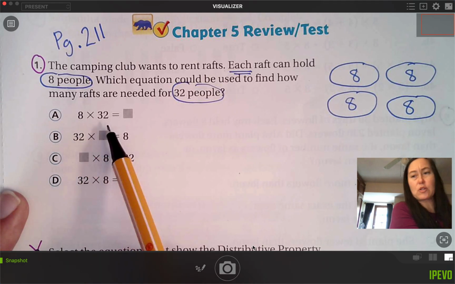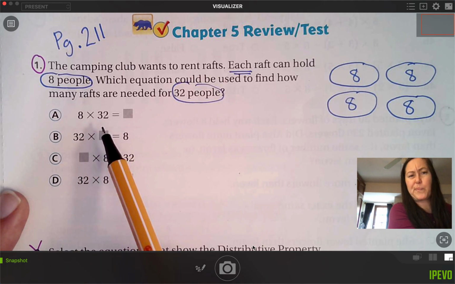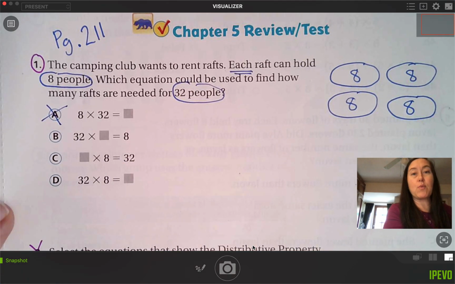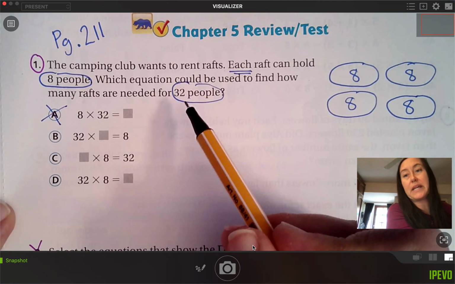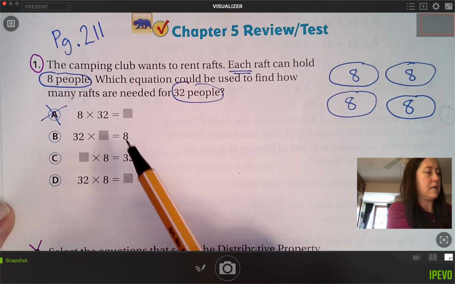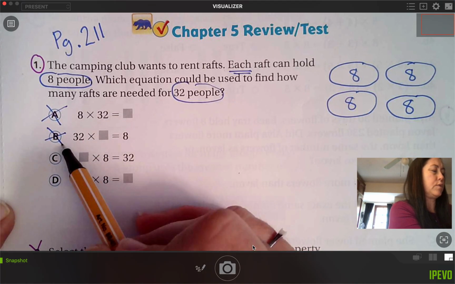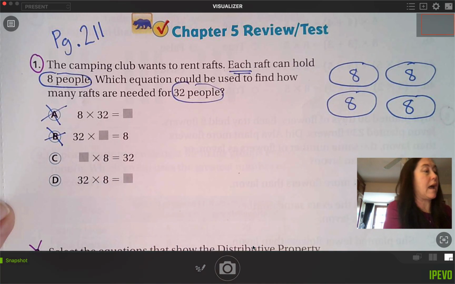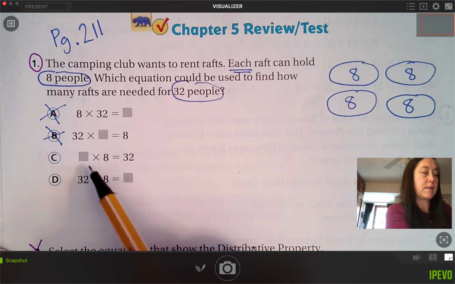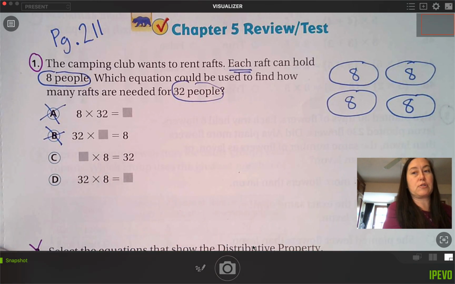Is 8 times 32 what I'm looking for? No, that would give me too big of a number. I'm not having more than 32 people. That will be my biggest number. 32 times something? No. And 32 times a whole number would not give me 8. That would be times some sort of decimal smaller than 1. So some number times 8 equals 32.